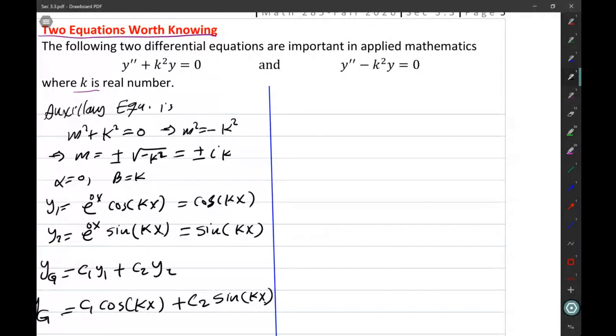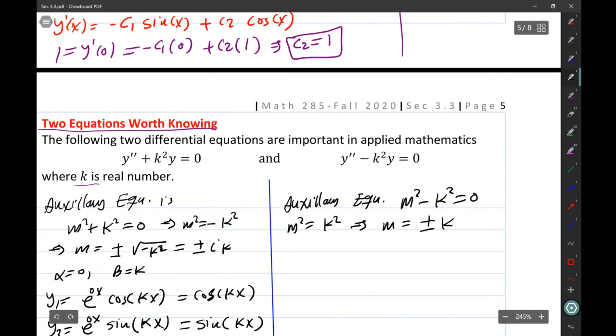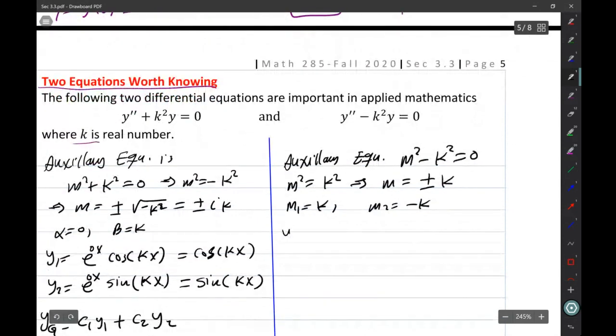The auxiliary equation for the second one is m² - k² = 0. So m² = k², that means m = ±k, which means m1 is equal to k while m2 is equal to minus k. So y1 is e to the power m1x, which is e^(kx), and y2 is e to the power m2x, which is e^(-kx).